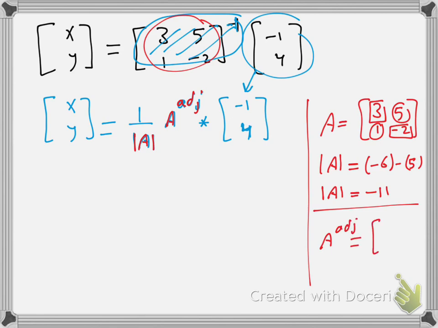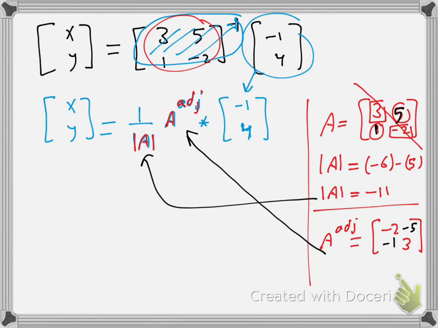A adjoint equals to, I will swap between the diagonal items. The negative 2 will go up and 3 down. And then we will change the sign of the remaining ones. The 5 will become negative 5, and the 1 will become negative 1. Then now I will substitute the A adjoint there and the determinant there.